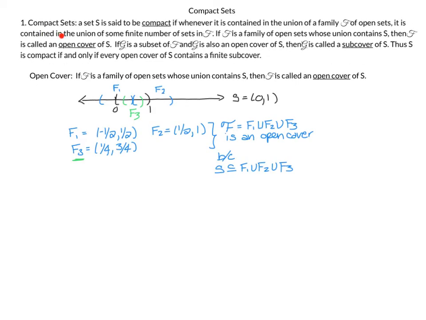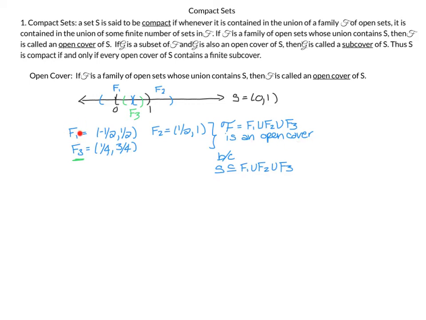As we start to look at the definition of a compact set, we need to start with the definition of an open cover. If F is a family of open sets whose union contains a set S, then the family of open sets is called an open cover of S. So our example is if S is equal to the open set (0, 1), which I have in black here, then F1, F2, and F3 are sets that when you union them together, S is contained in their union.